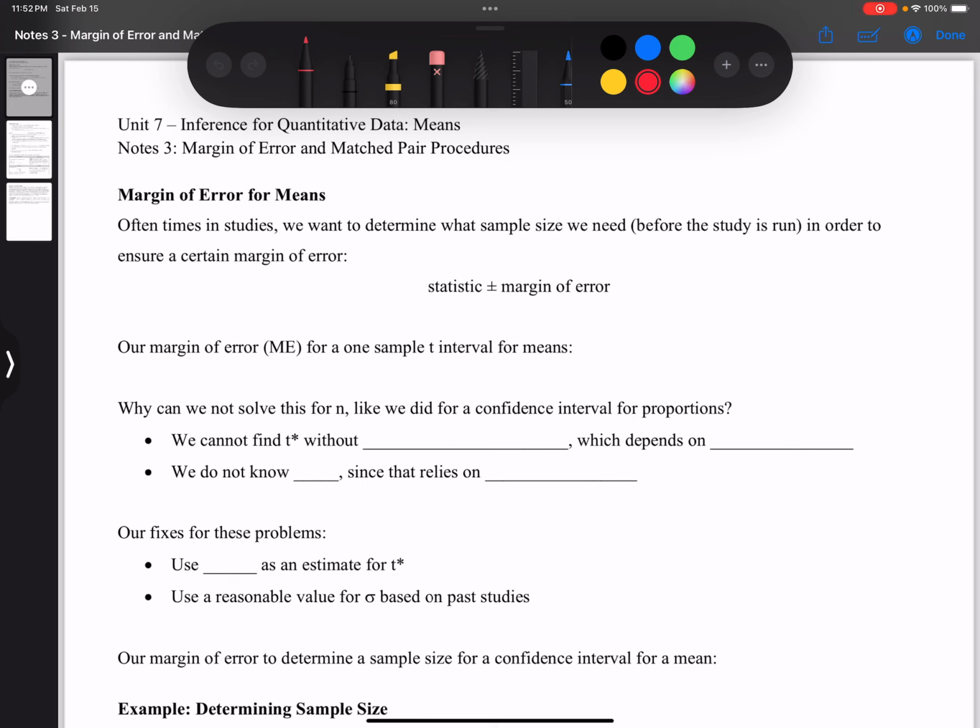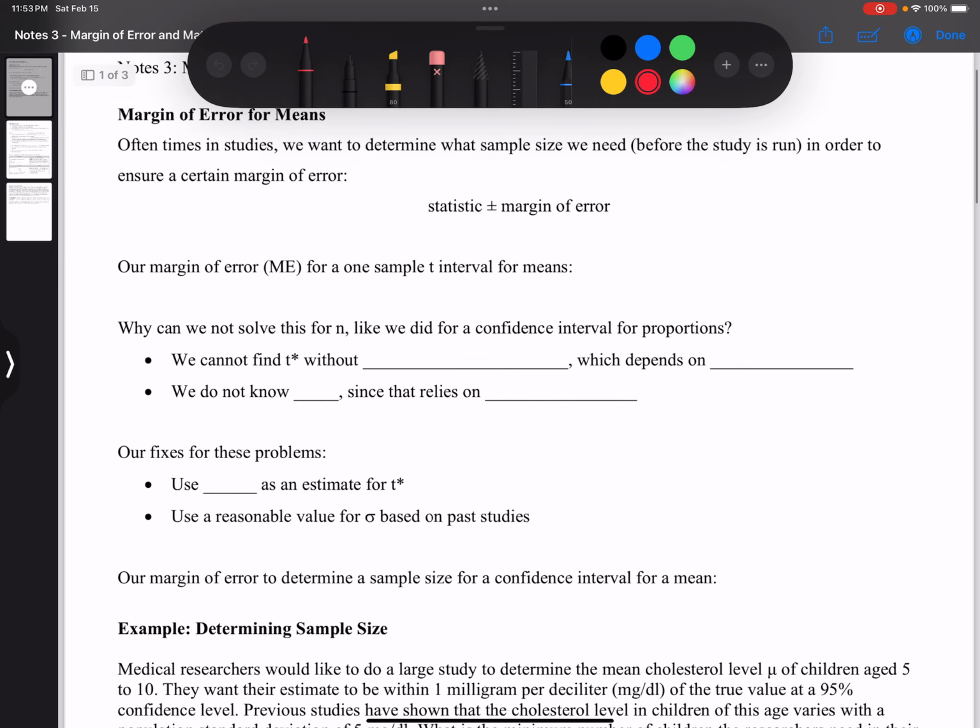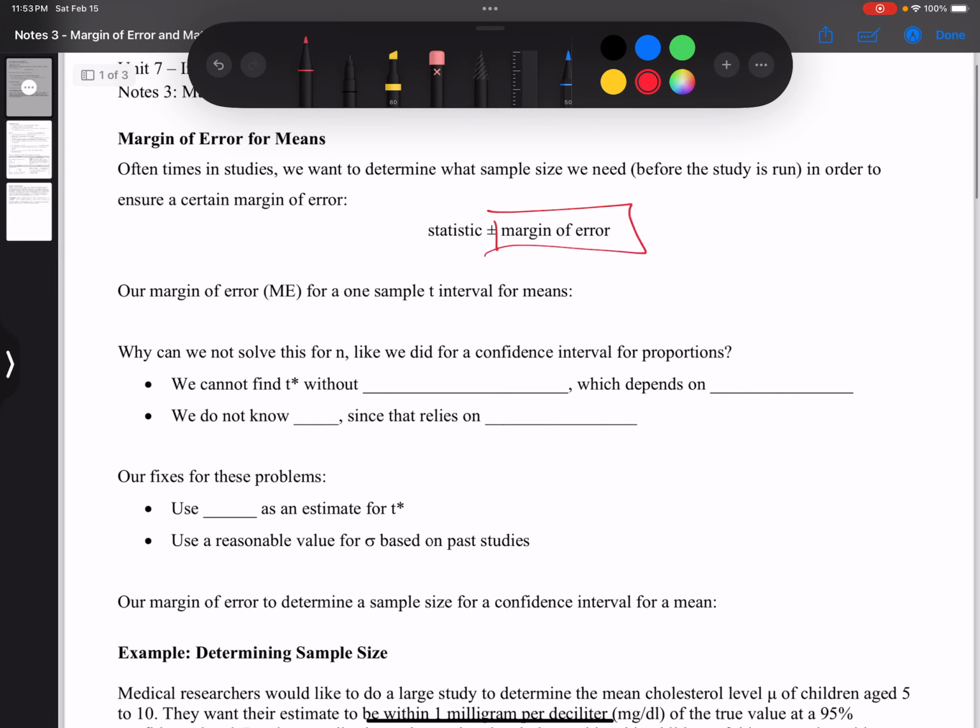All right, first up, margin of error. So just like with proportions, oftentimes in a study, we might want to determine what sample size we need before the study is run in order to ensure a certain margin of error. So we want to make sure that this piece of our formula is a specific number, okay? Because maybe it's just what the company wants. They want a margin of error within a certain number.